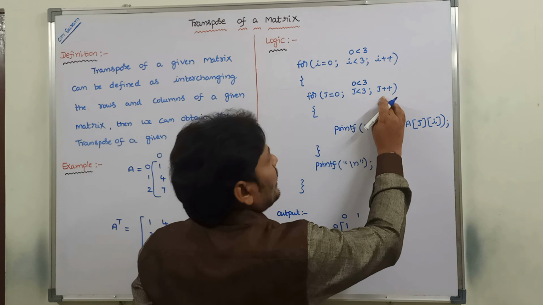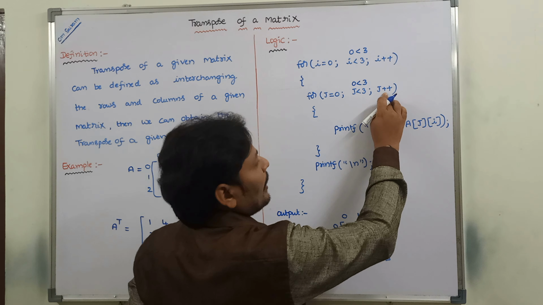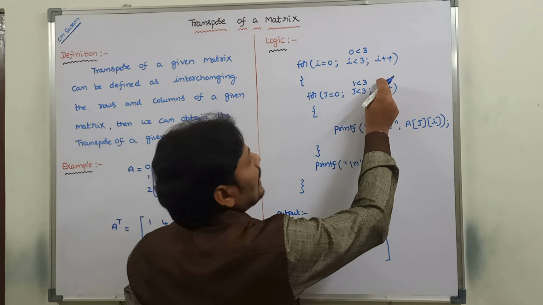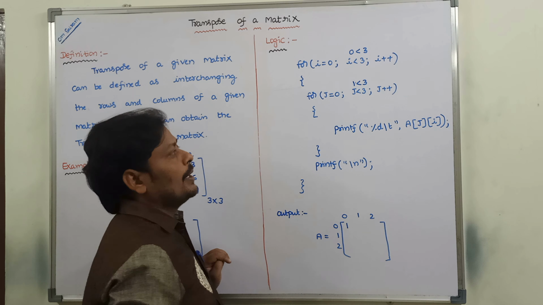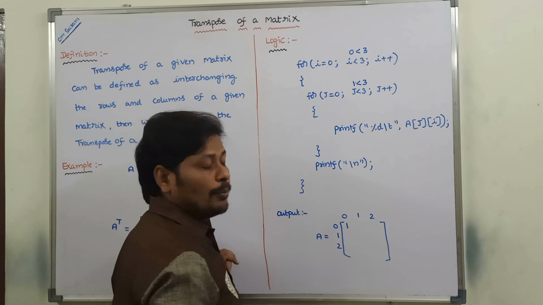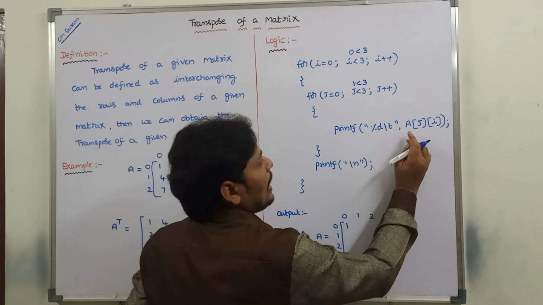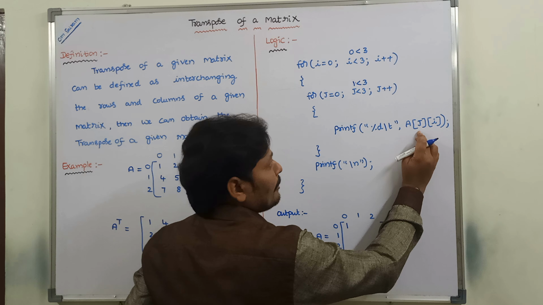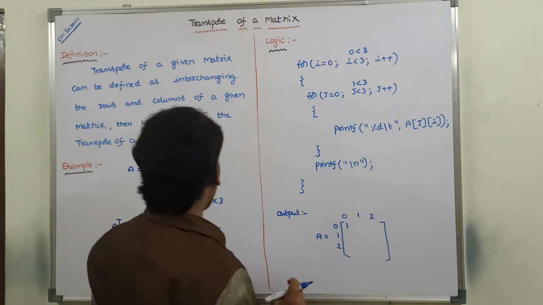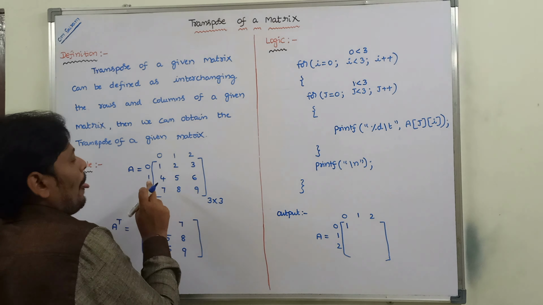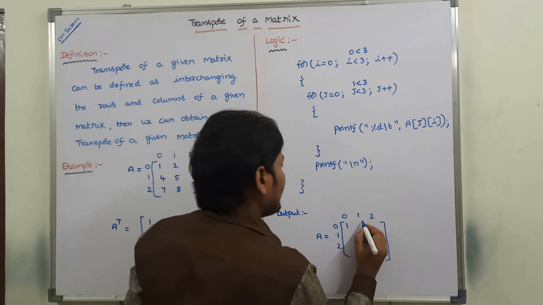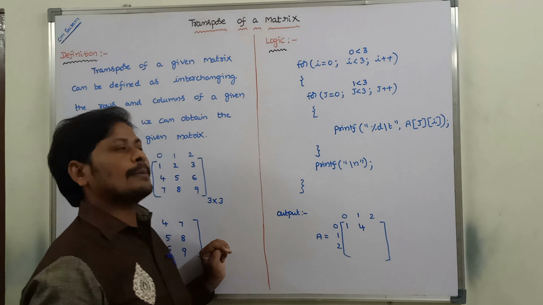Next, after that, J value is incremented. Now, J value becomes 1. 1 less than 3. Condition true. If the condition is true, then the control goes to the body of the inner for loop. So printf percentage d slash t, A of j value is 1 and I value is 0. A of 1, 0 element is 4. 4 is printed here.